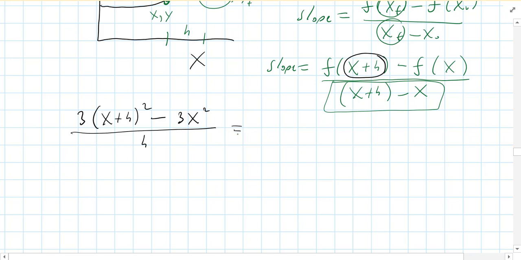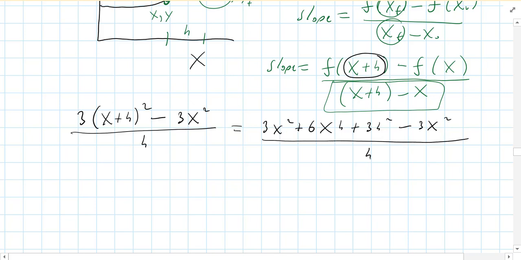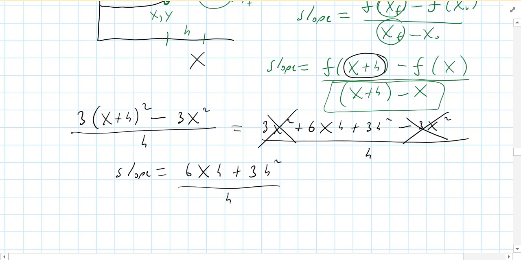Now I got to do a little math here, so I have to FOIL this left-hand term out and multiply everything by 3. If you do that, you're going to have 3x squared plus 6xh plus 3h squared, and you have your minus 3x squared sitting there, and then all over h, okay? Now, thankfully, our x squared terms drop out. They cancel out, and you have the slope equals 6xh plus 3h squared over h, okay?